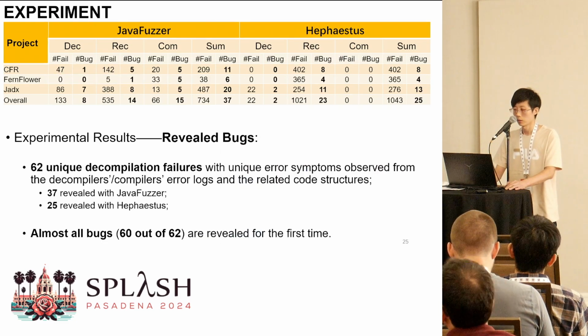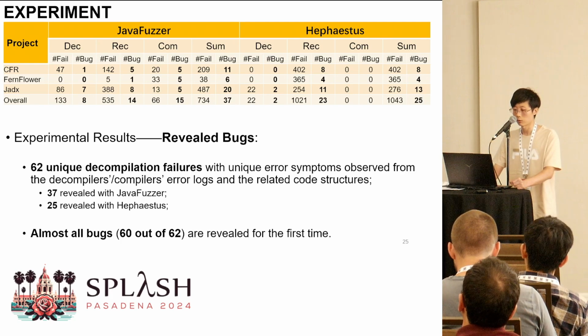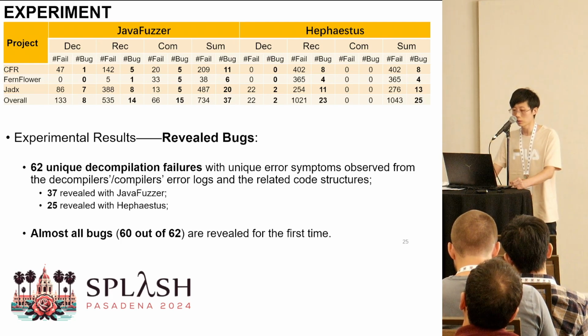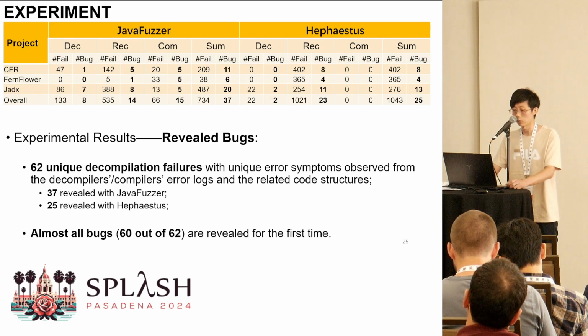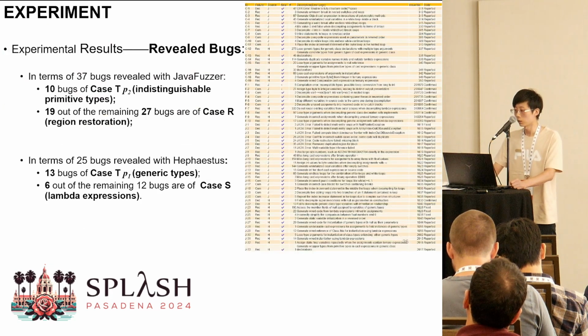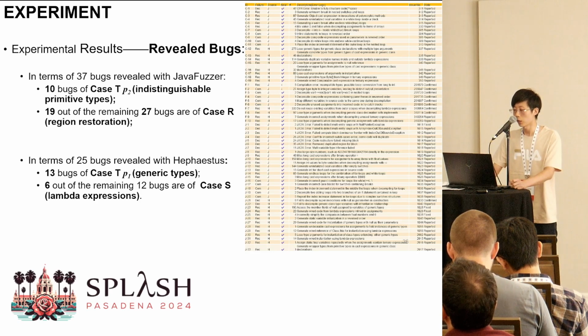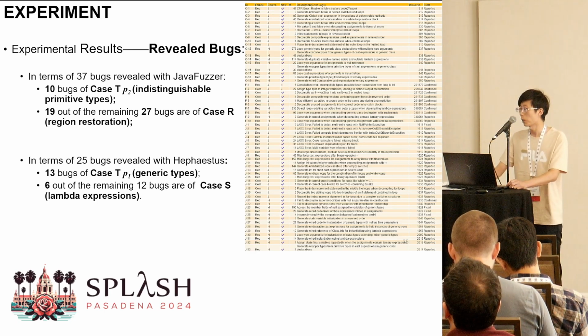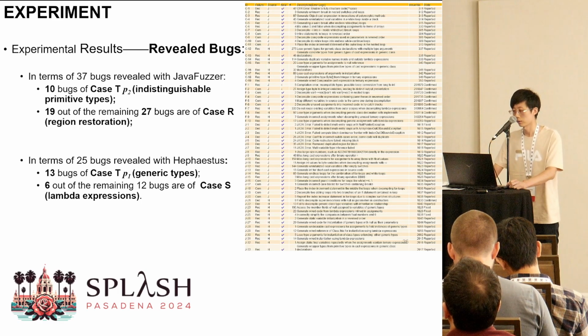From these failures, we manually checked the results and revealed 62 decompilation bugs, and we reported them for the first time on almost all the bugs. And we listed them all here, and we found that most of these bugs are related to the 3 cases, that is case S, case R, and case T, summarized in our study. And they are also publicly available for further analysis.